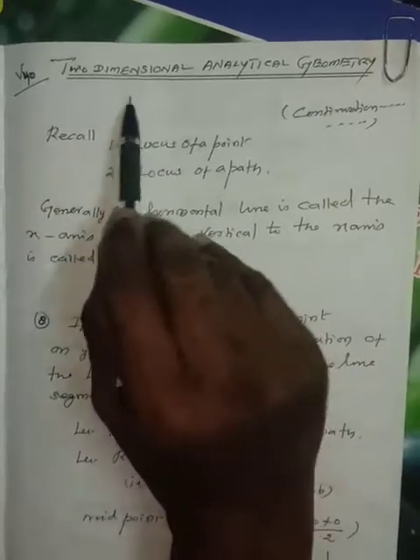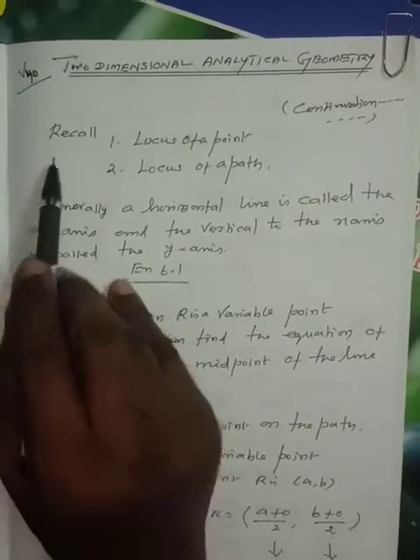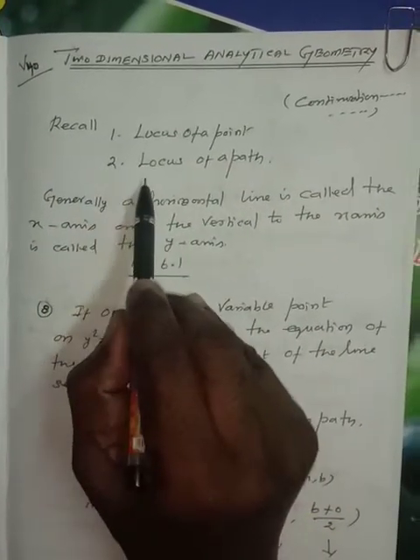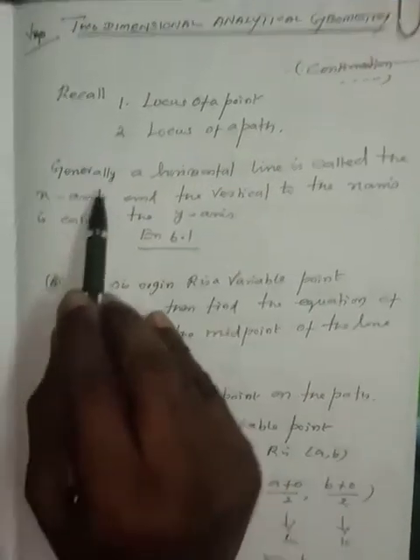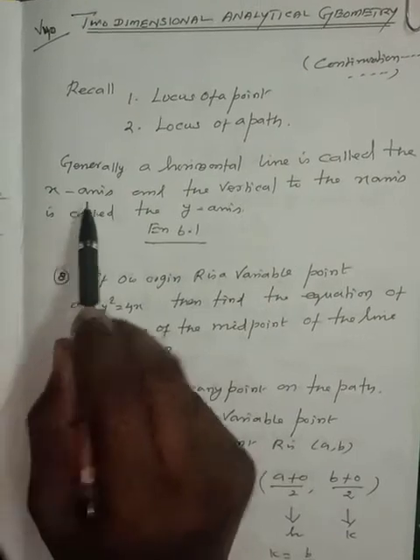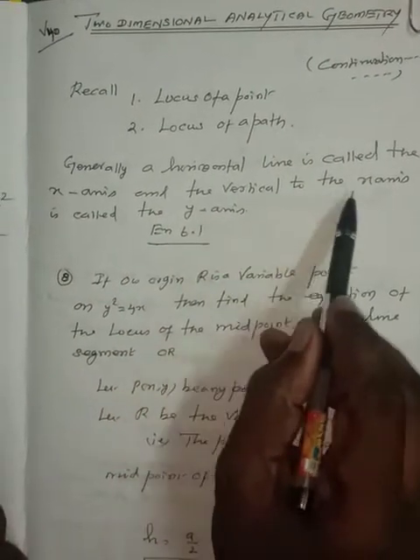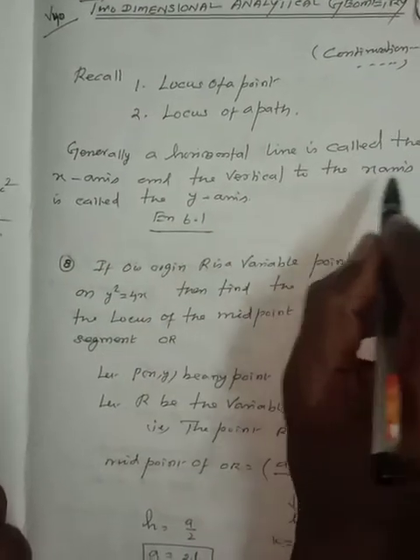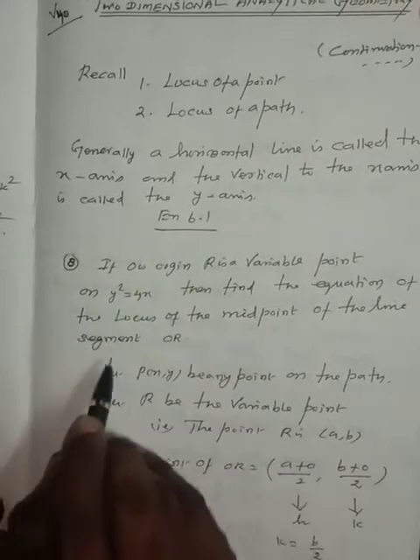Topic is two-dimensional analytical geometry, lesson number 6, continuation. Recall the locus of a point and the locus of a path. Generally, the horizontal line is called the x-axis and the vertical line, perpendicular to the x-axis, is called the y-axis.